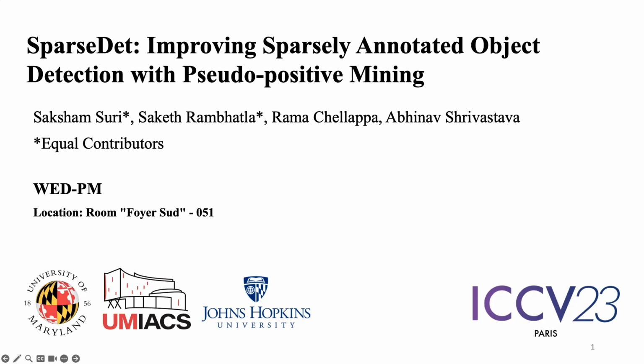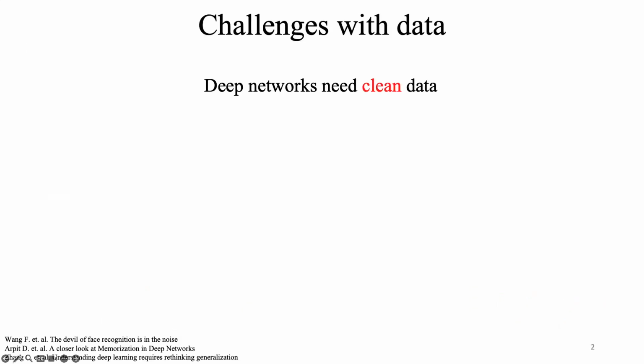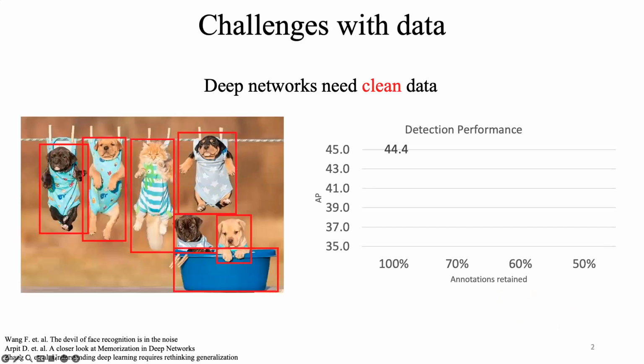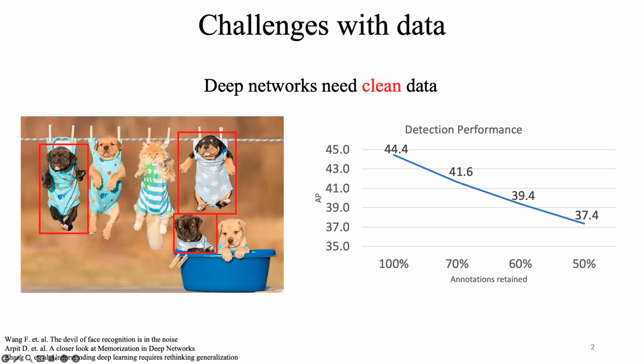I will be presenting our work SparseDet, improving sparsely annotated object detection with pseudo-positive mining. Deep networks need clean data that includes exhaustive bounding box annotations and correct category labels. Let's see what happens when we have missing annotations by progressively dropping annotations from Pascal dataset and training detectors.